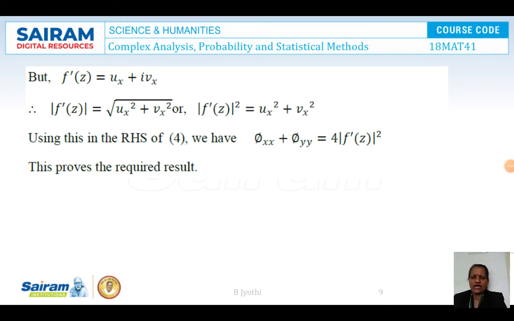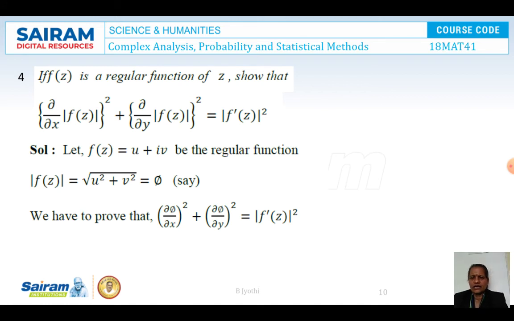But f dash of z is ux plus ivx, and we take the modulus, the real part square and imaginary part square. Squaring on both sides, f dash of z whole square is ux square plus vx square. So using that, in the right hand side of equation 4, we have phi xx plus phi yy is equal to 4 times f dash of z the whole square. This proves the result.